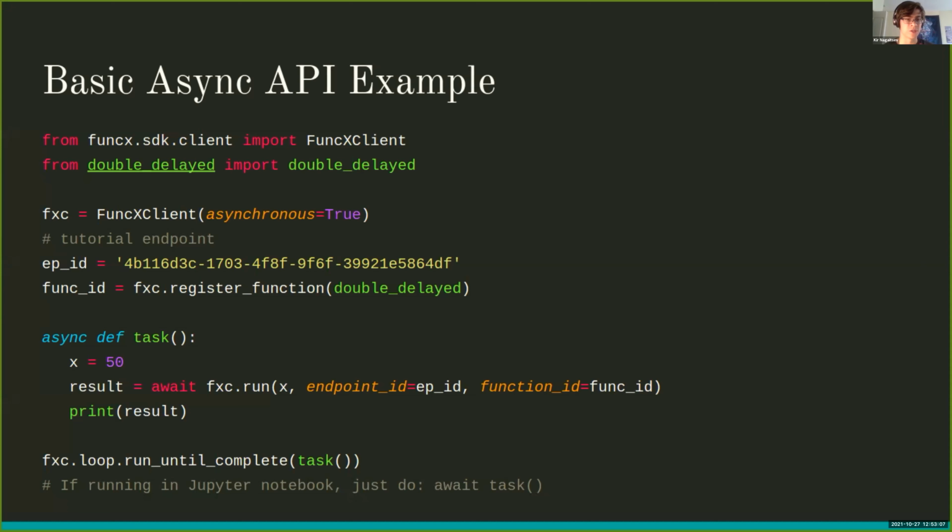So the output of this should not be too surprising. It should just print 100 because we've doubled 50, and the result will come back as soon as it's ready, once we've awaited that fxc.run awaitable that was returned from that function.